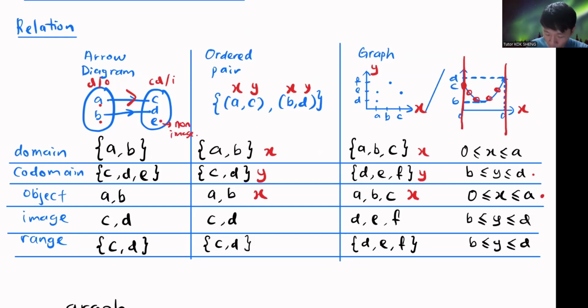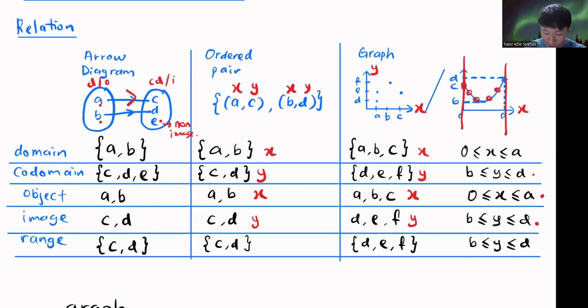That's why there is no image here for E, only C and D. Okay, next one, the ordered pair, same thing. Image, which is the y again. And the graph here, same. And also the graph here, same.